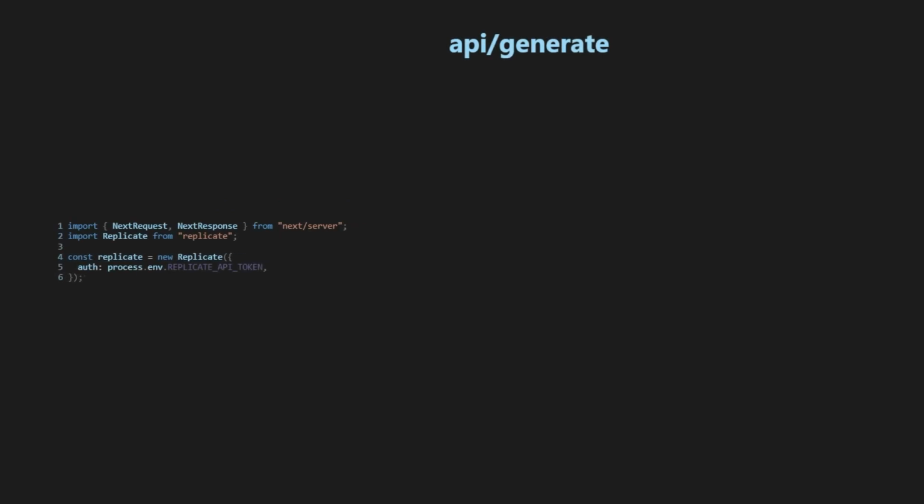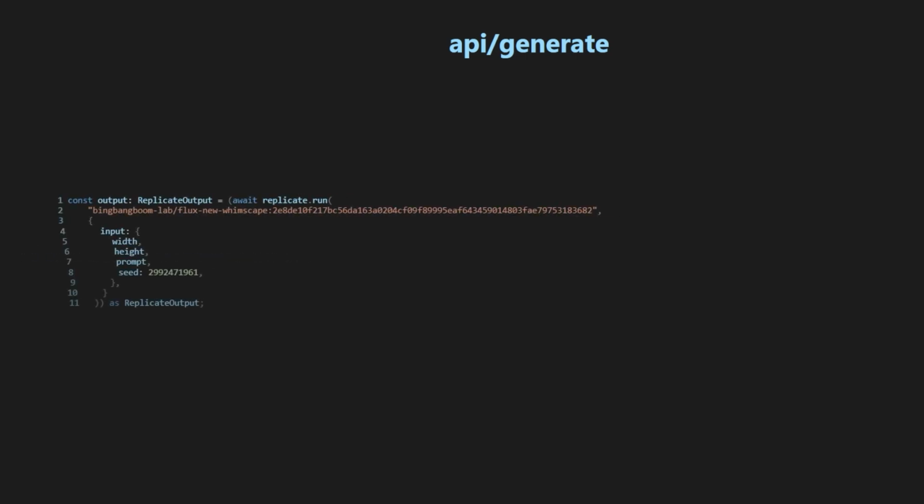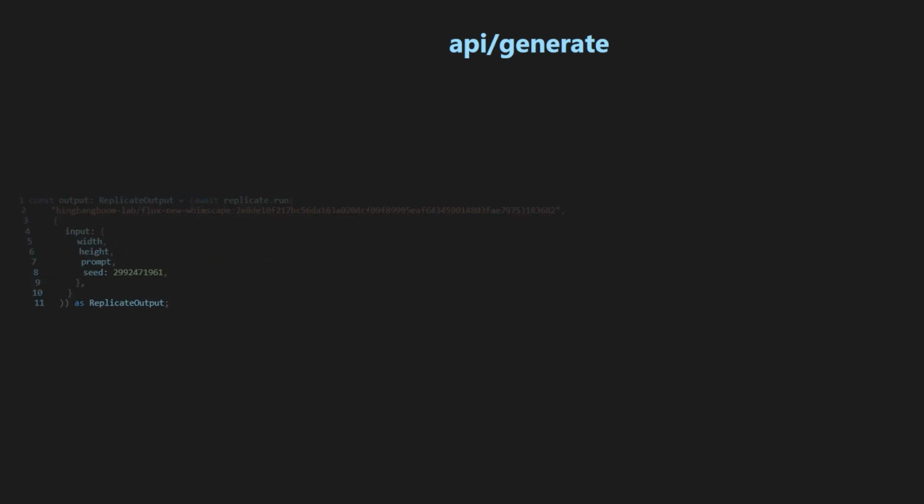Then we are going to create our generate API. The provided snippet is a POST request handler that takes a prompt, width, and height from the request body, sends it to the Replicate API, and returns the generated output.